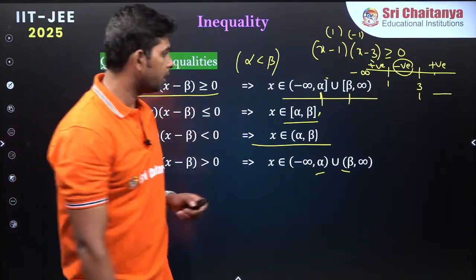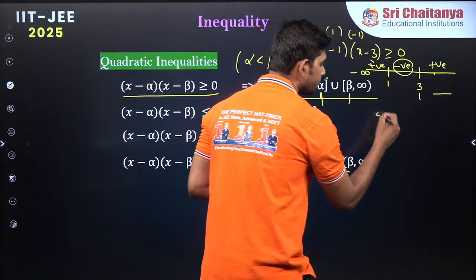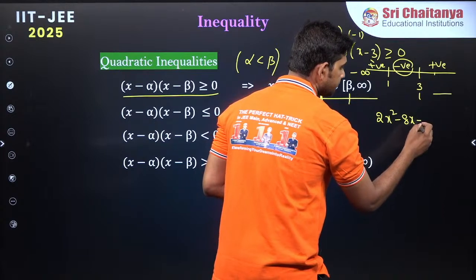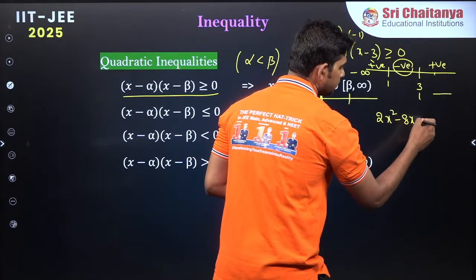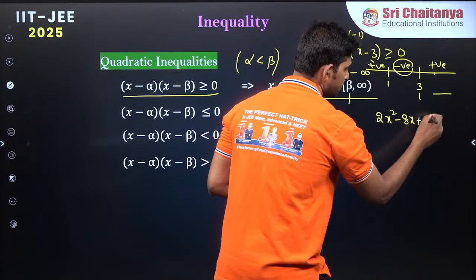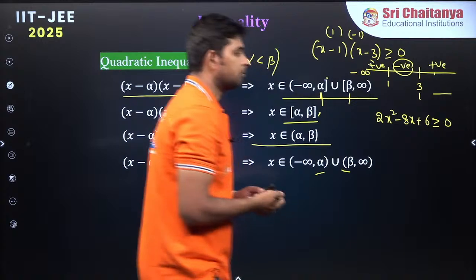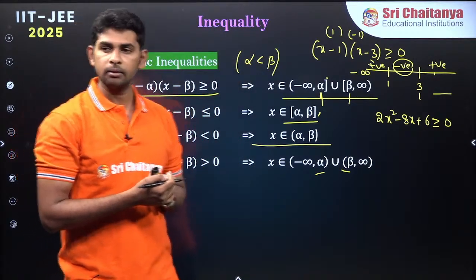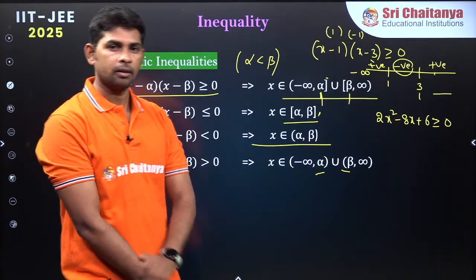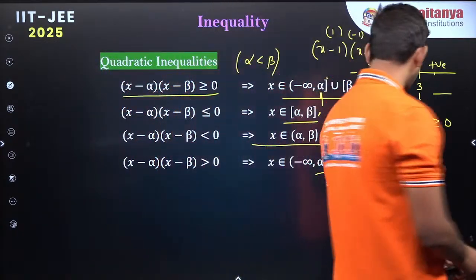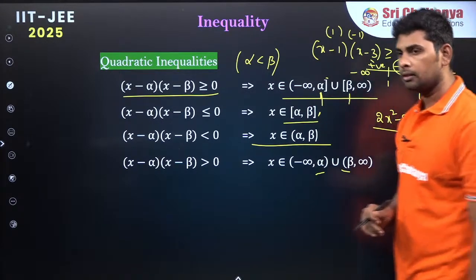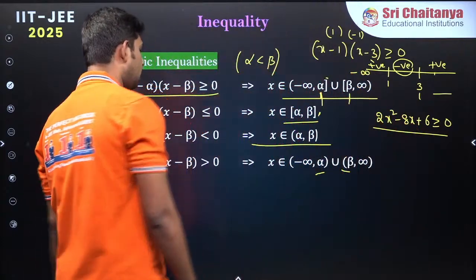Okay, now I am going to give you a problem for you to solve, that is 2x square minus 8x plus 6 is greater than or equals to 0. Solve that one. Right, so I have given a very simple inequality here, you can solve that. I am going to solve some more inequalities on that.